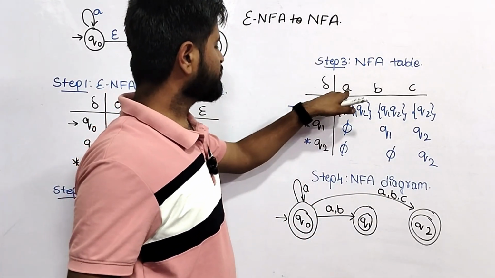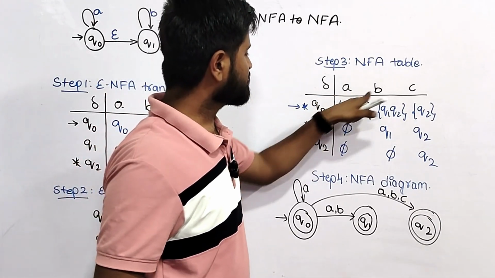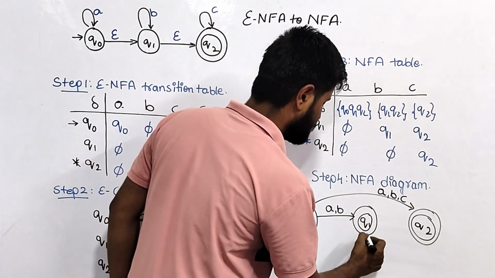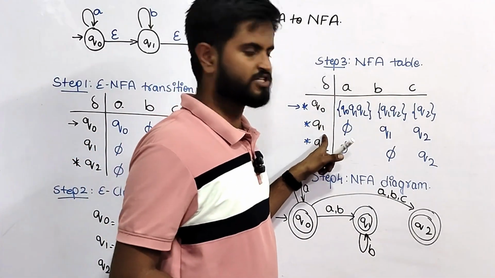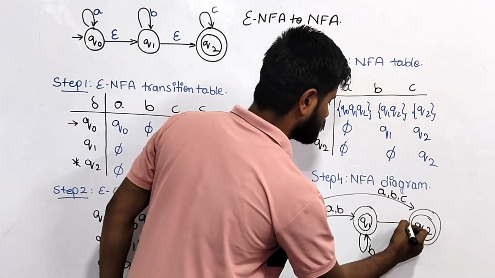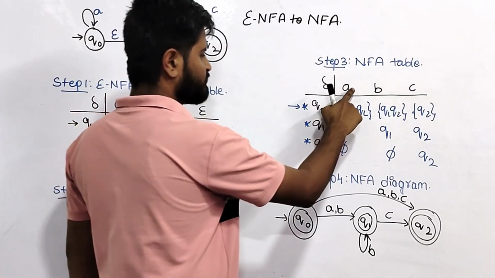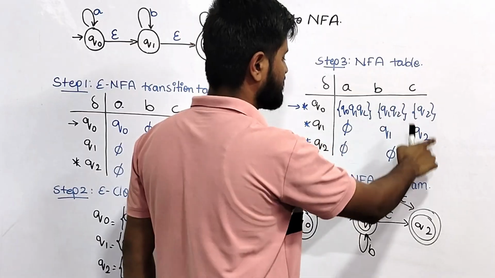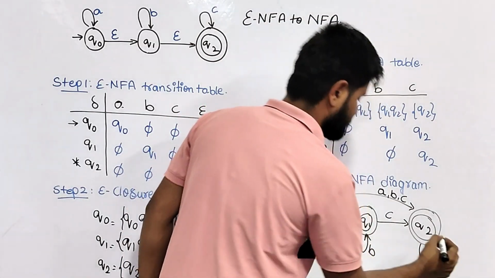Now for Q1, when A is given, no transition will happen. When Q1 is given B as the input, it will move to Q1 itself. That is a self loop for B. Next, if you give C as the input for the Q1 state, it will move to Q2. Next, Q2 with A will not go anywhere. For B also it will not go anywhere. For C it will go to Q2. That is a self loop for C.